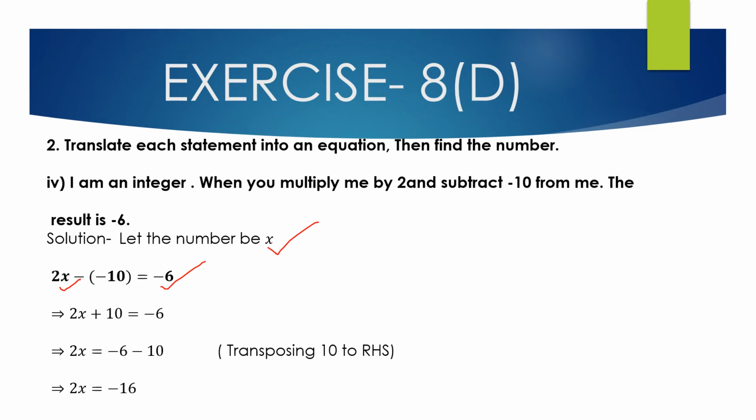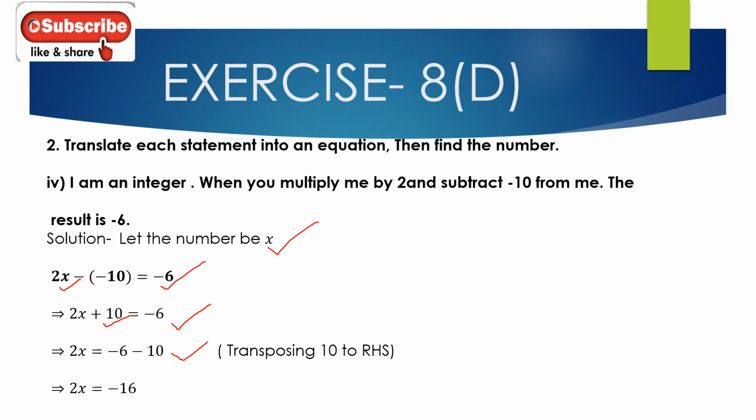2x minus of minus 10 is on the left hand side and minus 6 is on the right hand side. Now this minus multiplied with minus is plus. Now we get 2x plus 10 equal to minus 6. 2x equal to minus 6, this plus 10 transposes to the right hand side, this plus symbol changes to minus symbol. Now we get 2x equal to minus 6 minus 10, and minus 6 minus 10 is minus 16.